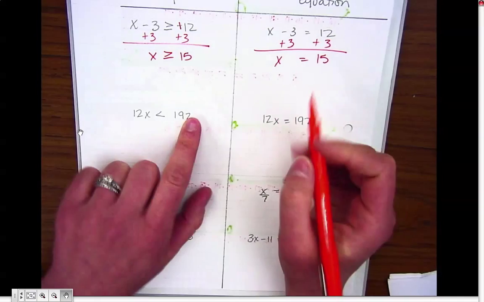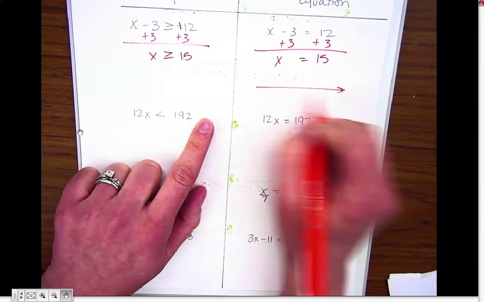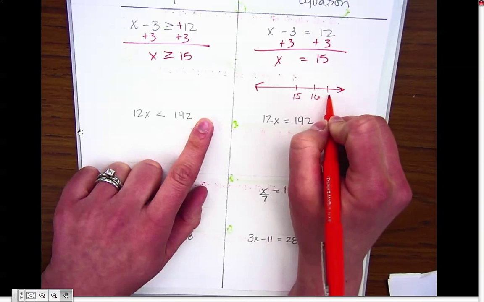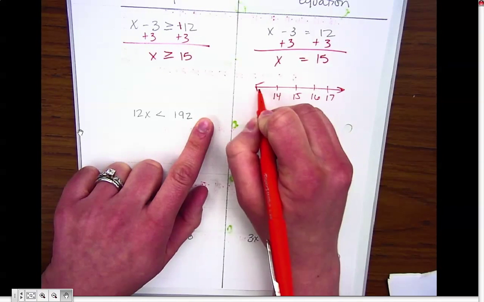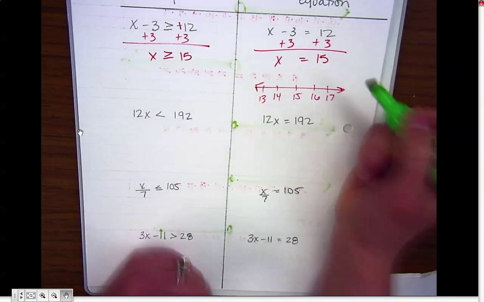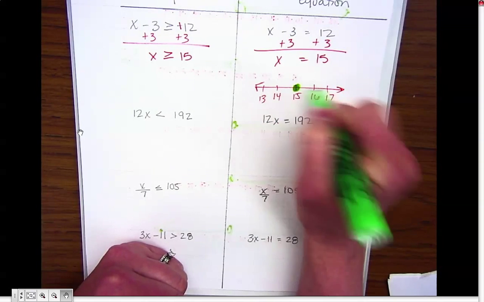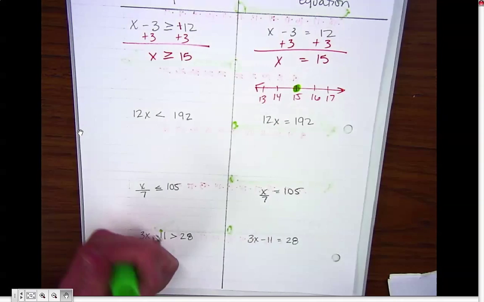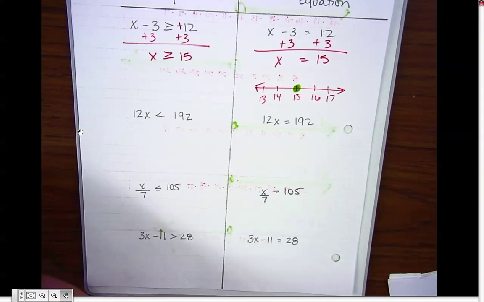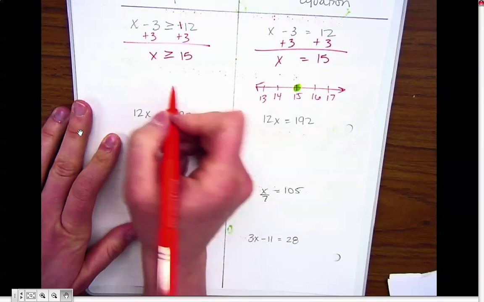Well, how do I graph x is equal to 15? If I were to graph that, because we can, 15, 16, 17, 14, 13. It would very simply be, it's equal to, it would just be a dot right there. That's why we don't generally graph it because that's what it is. But it can be graphed. Now, x is greater than 15.